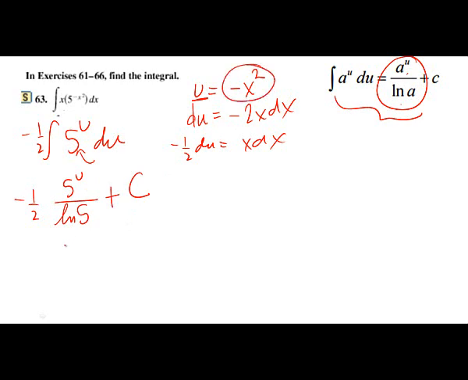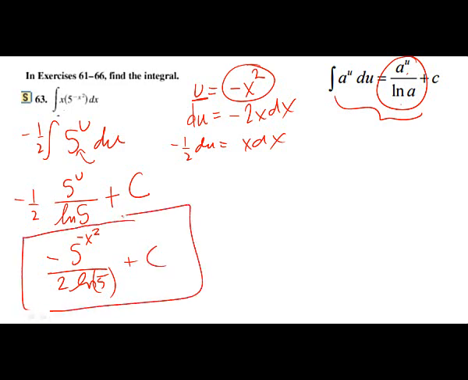I've got to put the negative x squared back in for the u. So negative 5 to the negative x squared over 2 natural log of 5. I noticed the tester likes putting parentheses around their natural logs. I don't know why. All right, what else?